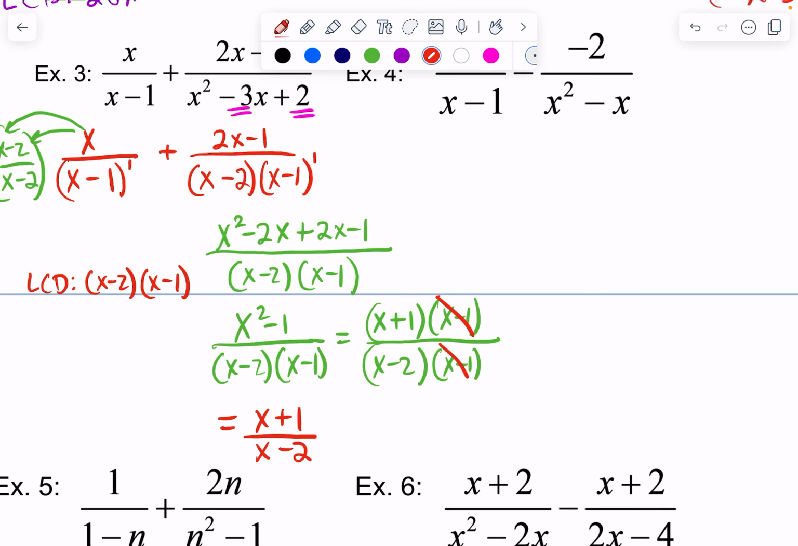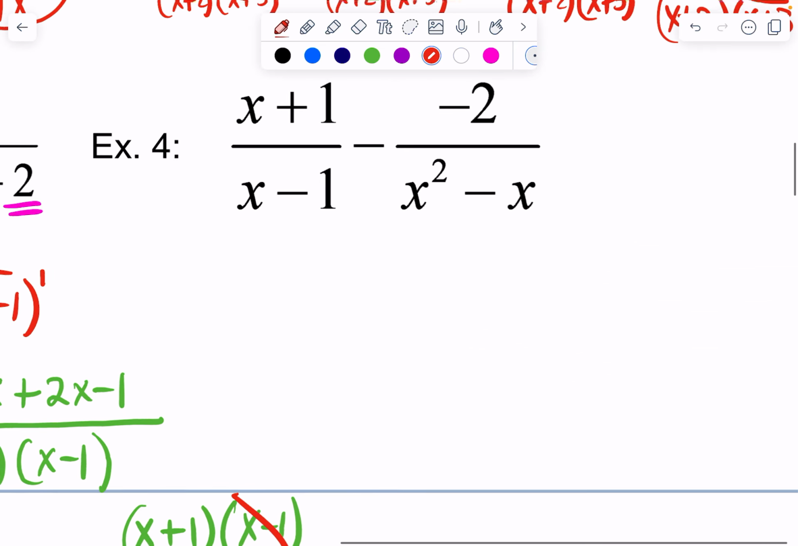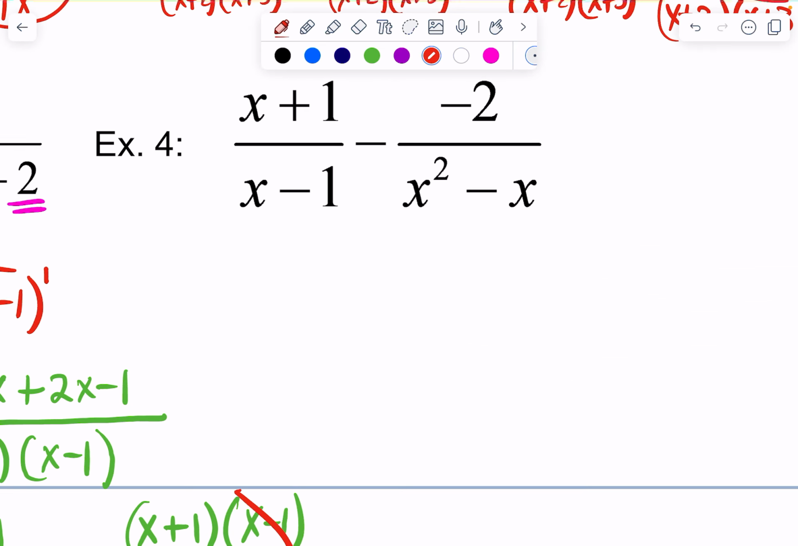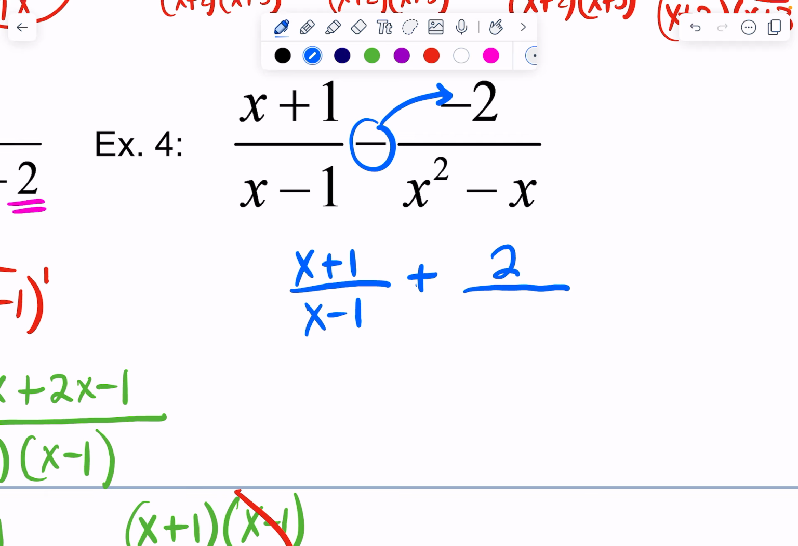Okay, next, let's go over here to example 4. First things first, we're going to rewrite each of these rational expressions in fully factored form. First one is already factored. This negative can already be distributed here, so you could say plus a positive 2, because a negative times a negative is a positive. Then I'm going to factor out an x from the denominator. My LCD is x times (x - 1).